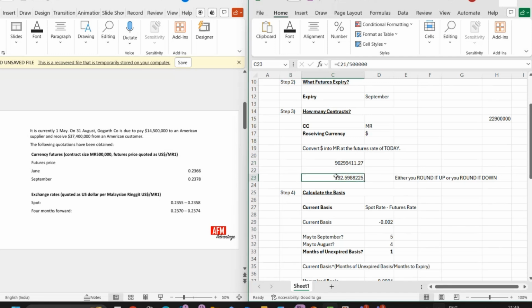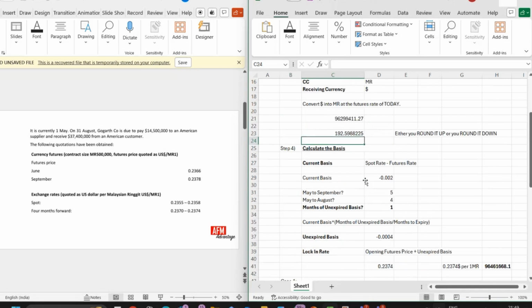So when we get this amount, we have to divide this by 500,000 because one contract size is 500,000, and that will give us the number of contracts. Now, the number of contracts will return as a decimal number. Either at this point, we can round it up to 193 or we can round it down to 192, right? And that is how we will get at underhedging or overhedging, which I will discuss down below.